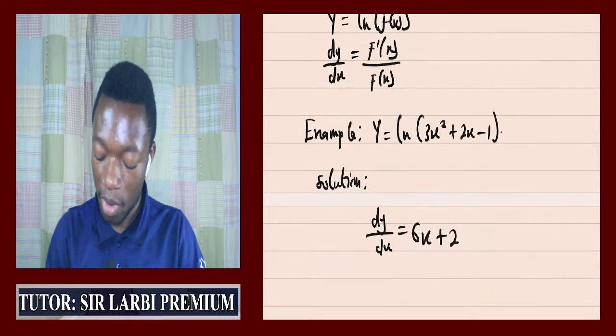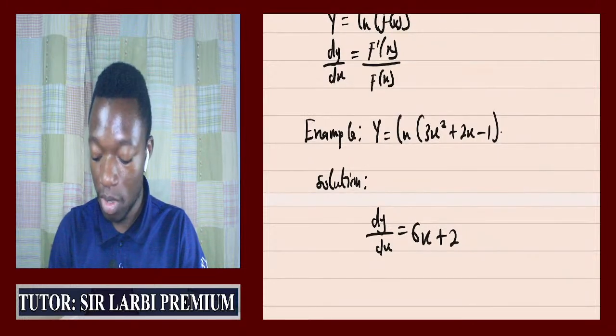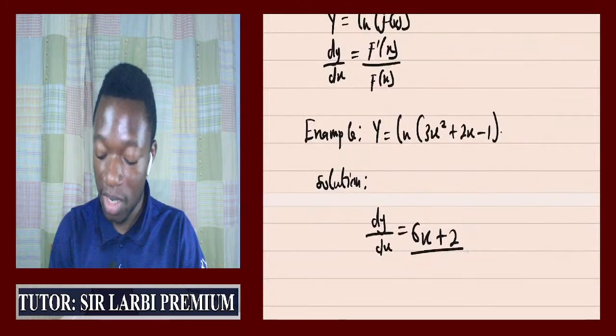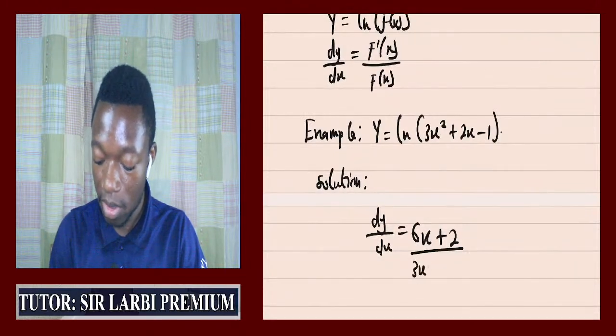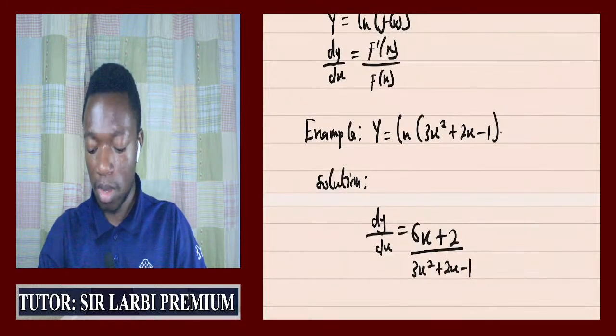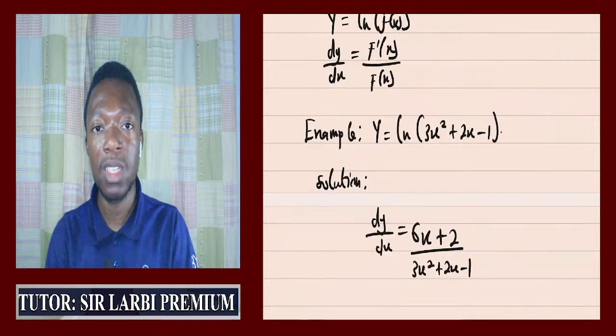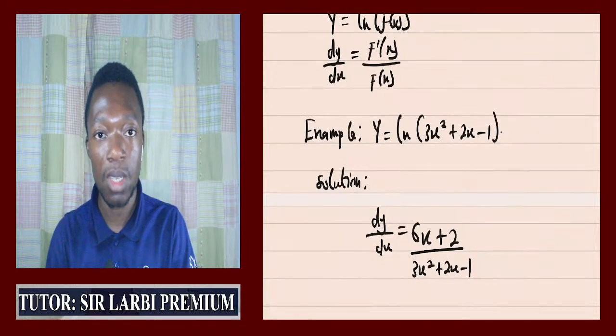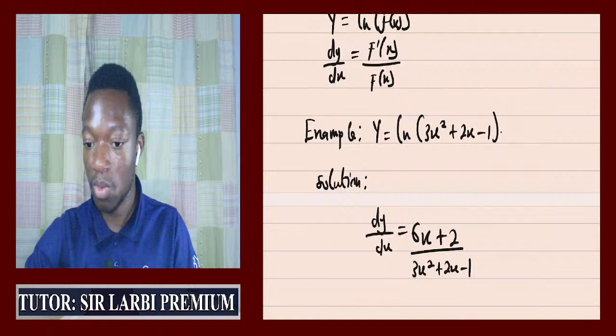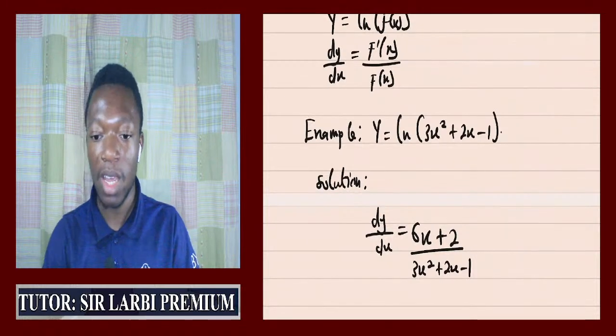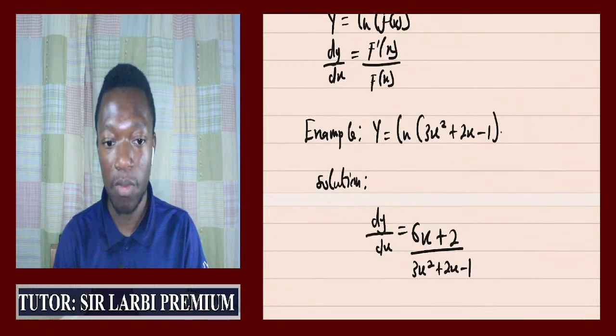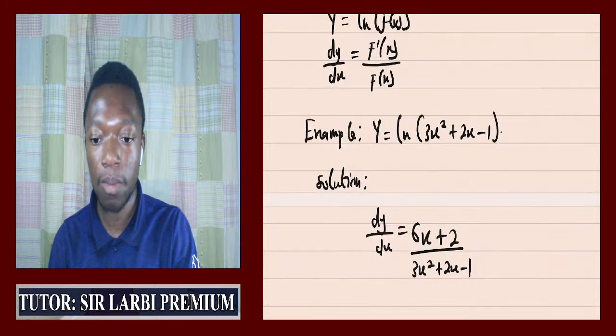Once you are done with that, all I want to do is divide the derived function by the original function, which is 3x squared plus 2x minus 1. And that will help us to differentiate the log function. So let's take note of that.